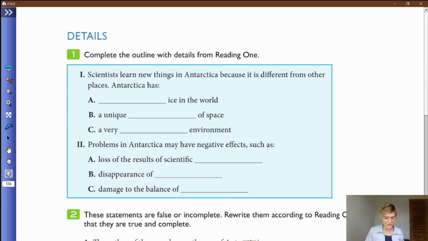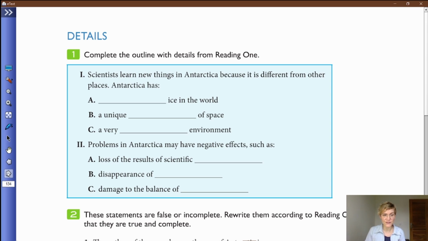Great, that brings us to details. As we know, the main ideas are the broader picture of the whole text. In every body paragraph, we have several main points which are developed by details. Basically, the main points are the development of the main idea. Very good. Okay, so details are more specific. You're going to complete the outline with details from reading 1.